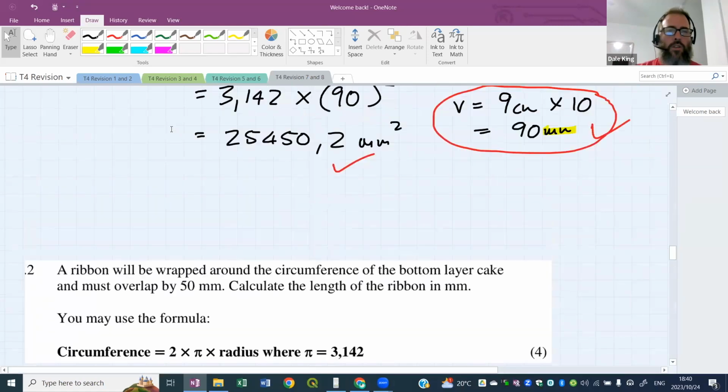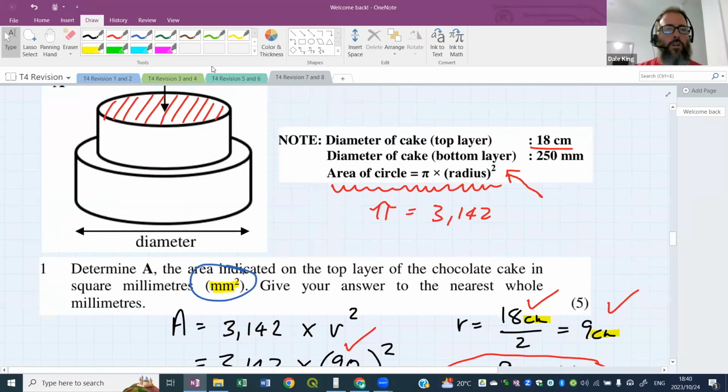All right, so let's just picture what that is. Okay, so the bottom layer of the cake, there is a ribbon that gets wrapped around the bottom layer of this cake, around the circumference of this cake. Okay, so there's a ribbon. They want to know how long is that ribbon in millimeters, but it's got to overlap.